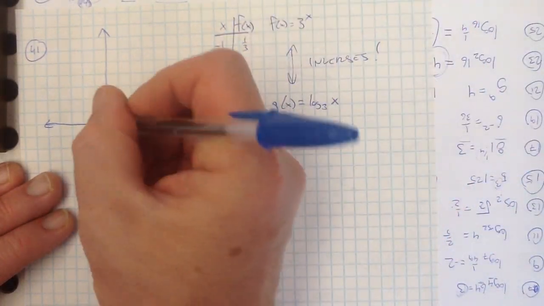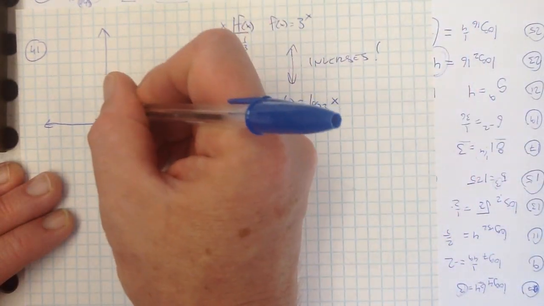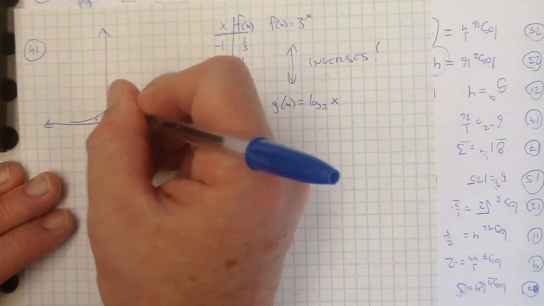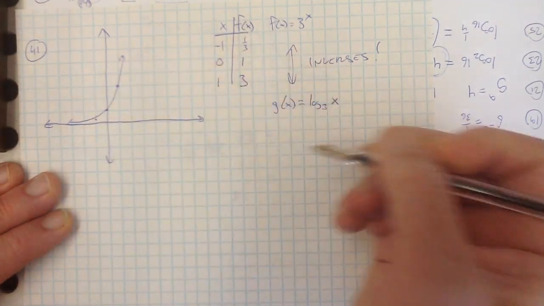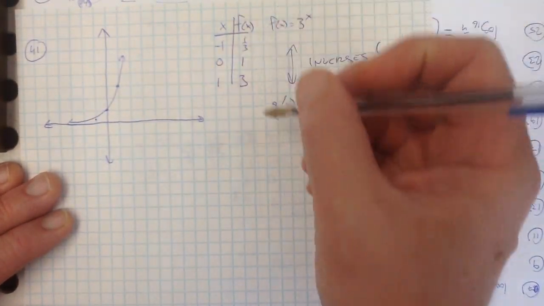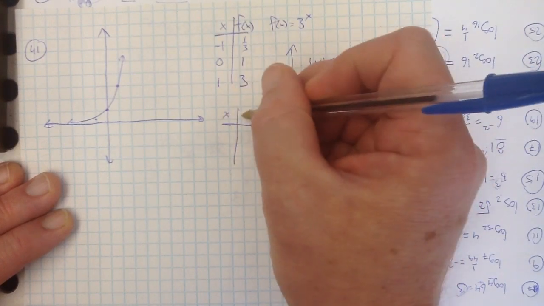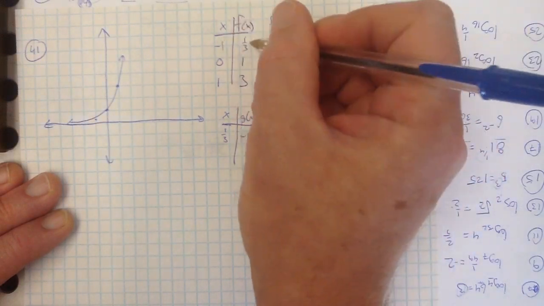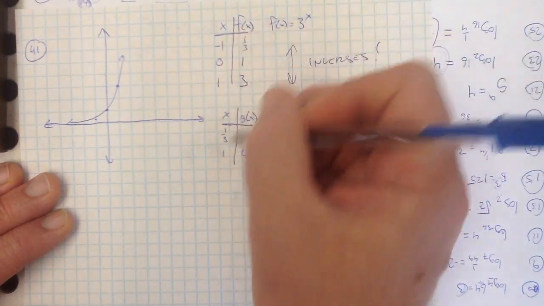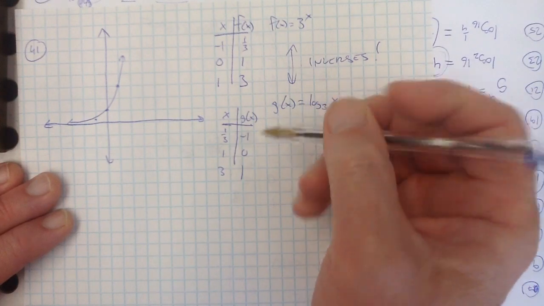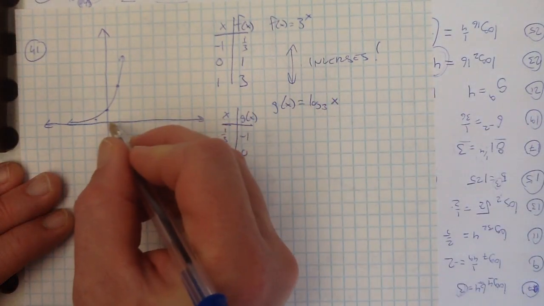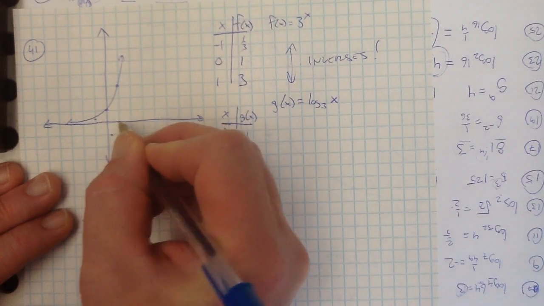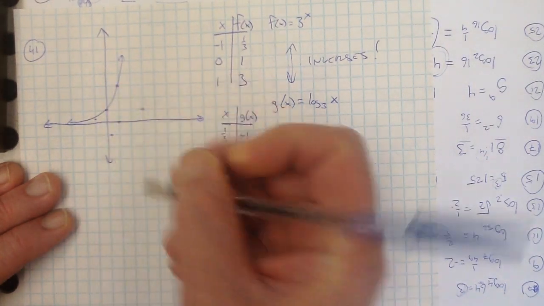So I'm going to go ahead and graph these. Negative 1, 1/3, 0, 1, 1, 3. Then to invert, we just flip the points, right? So for the g of x function, it's 1/3, comma, negative 1, 1, 0, and 3, 1. So 1/3, negative 1, that's the inverse of that point. That's the inverse of that point. That's the inverse of that point.